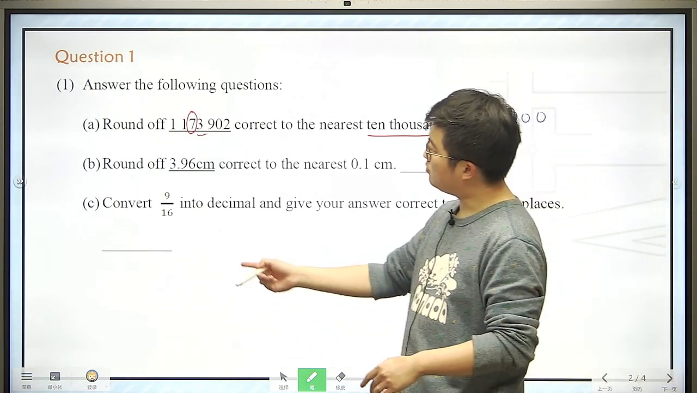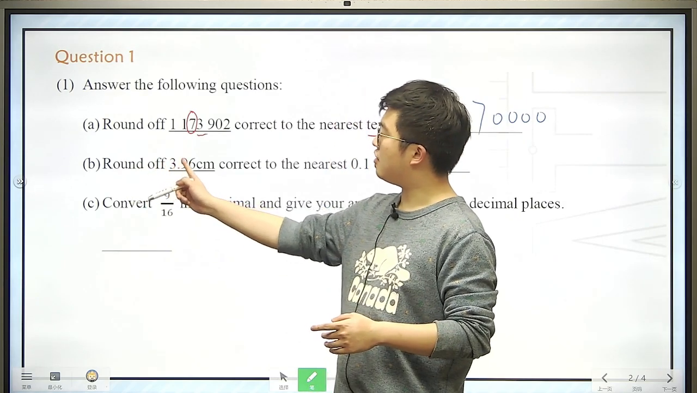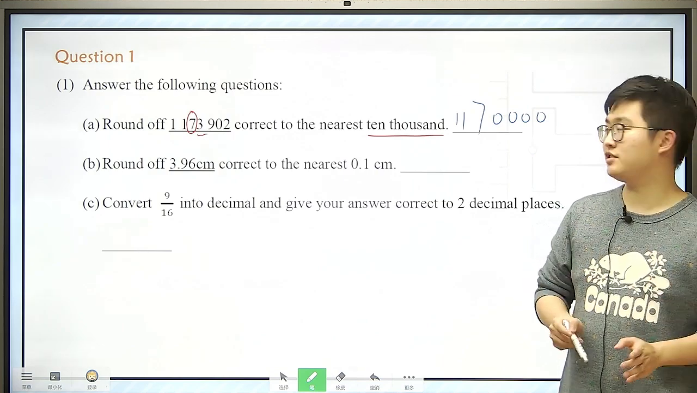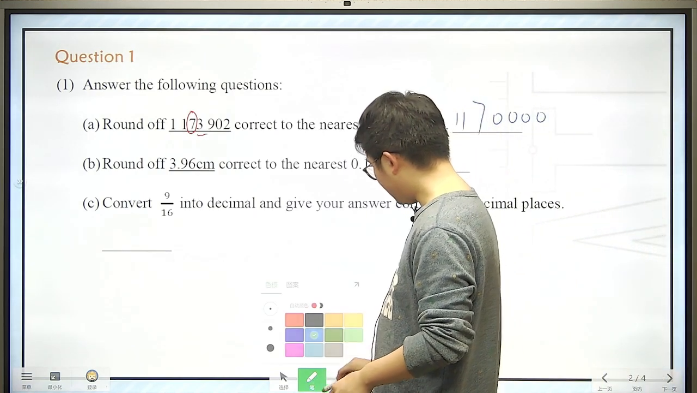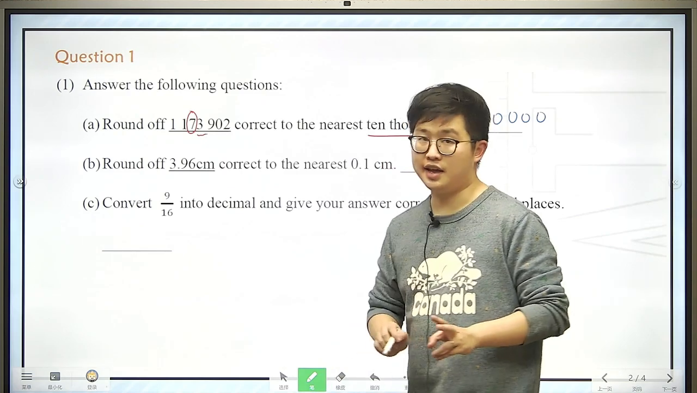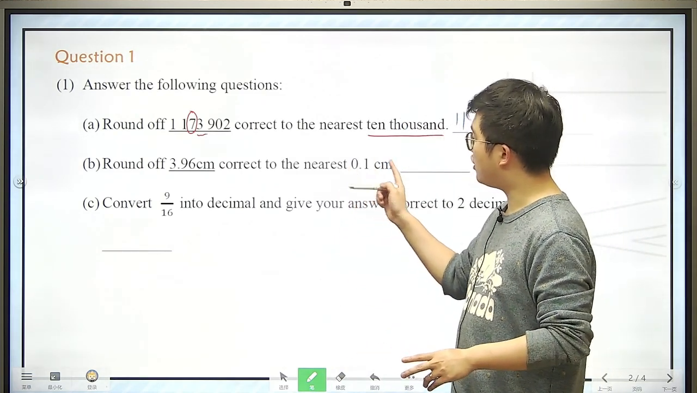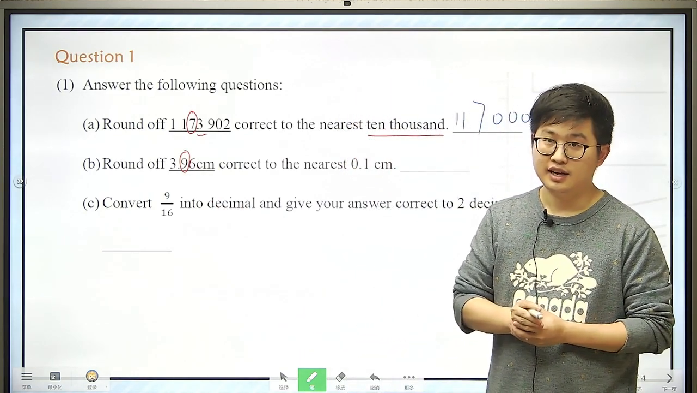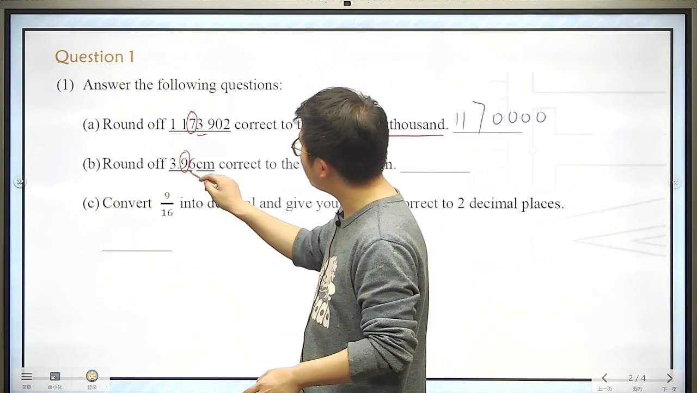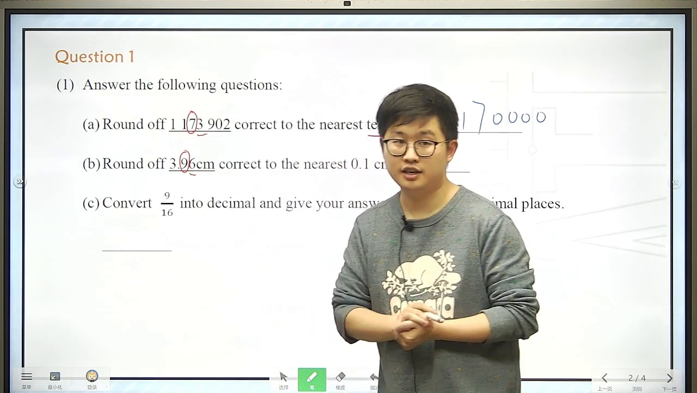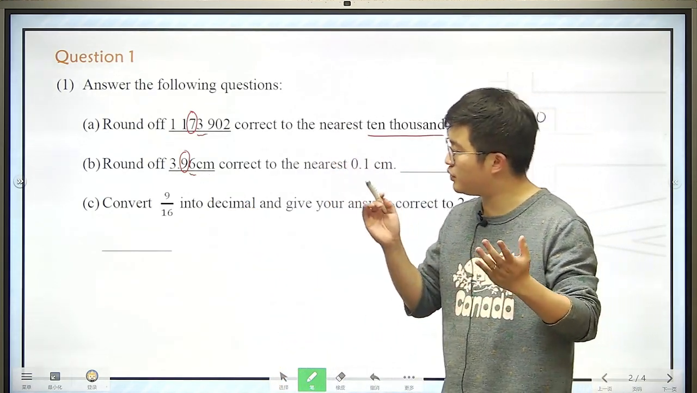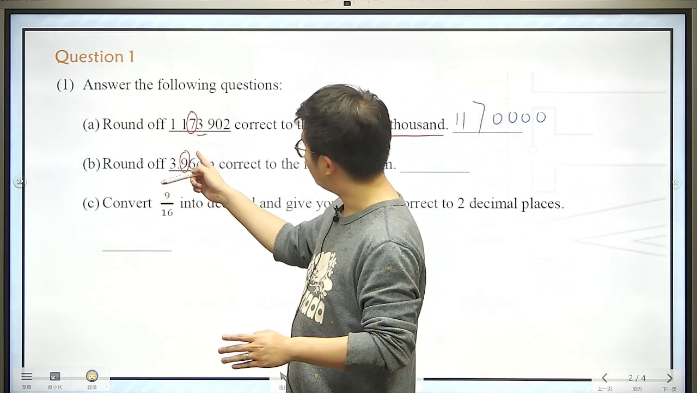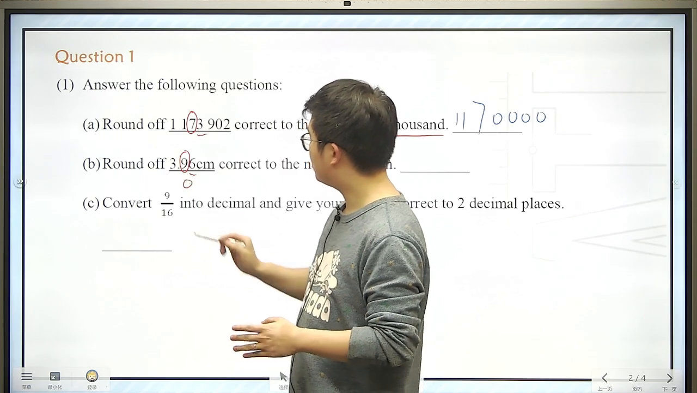Now let's move on to the next one. We round off a decimal correct to its nearest 0.1 centimeter. Now, the same way, we need to find the digit we need, 0.1, which means here we got a 9. And now the number following it is 6. So 6 means what? Means we need to add 1 to this 9. All right, so 9 plus 1 goes to 10.